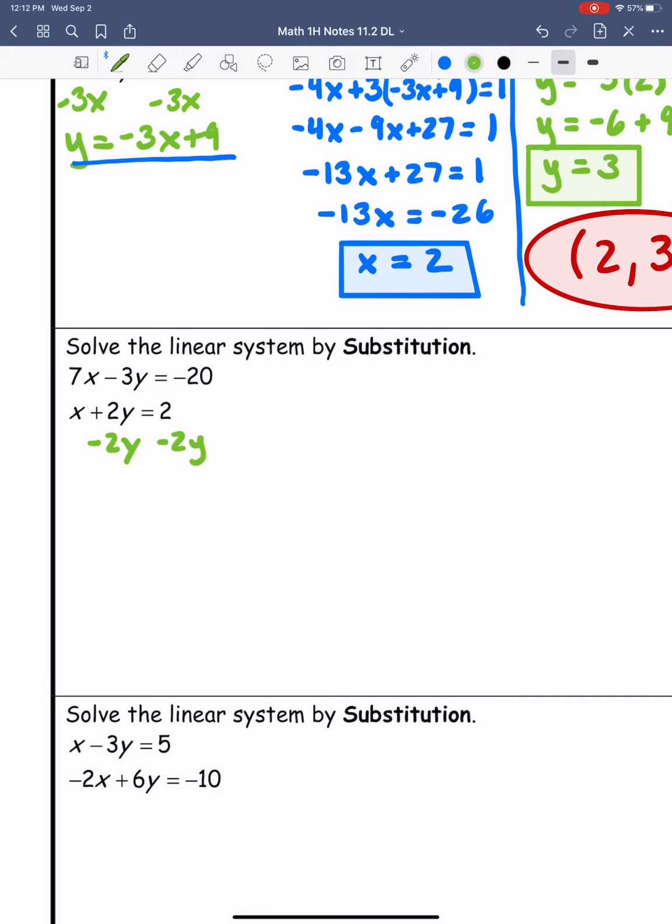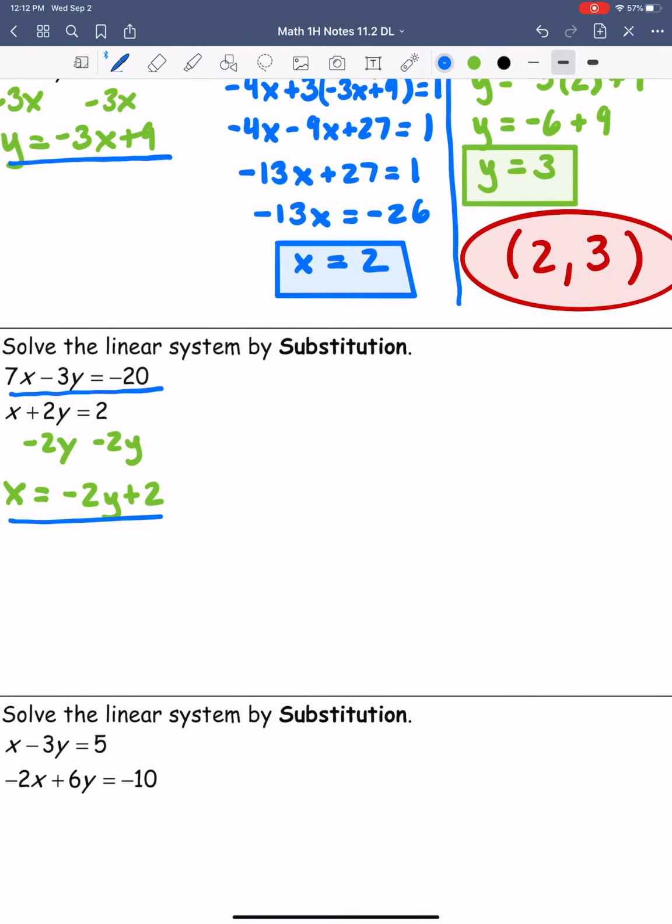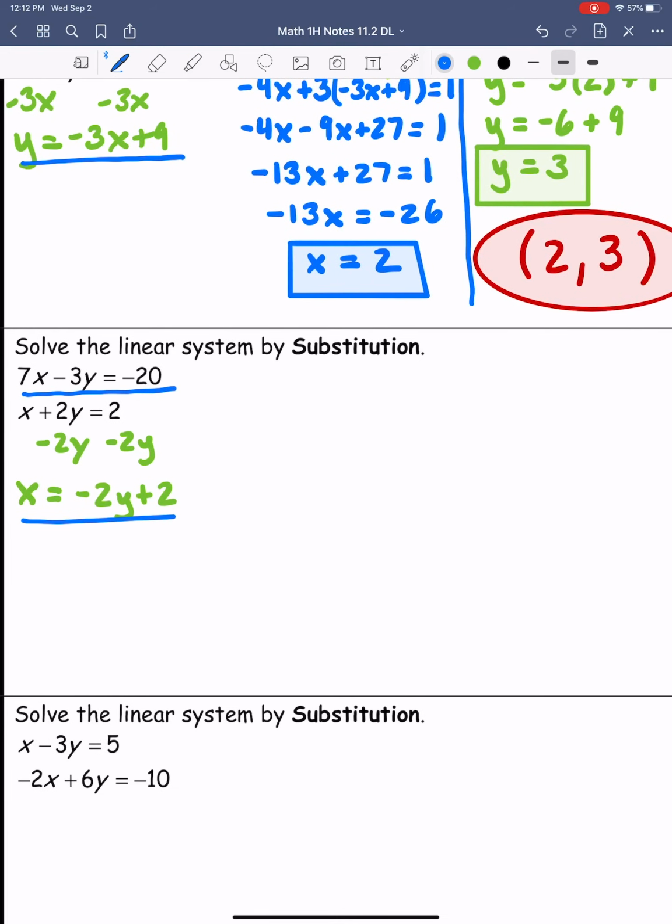And that's going to give me this equation here, x equals negative 2y plus 2. And so now I have these two equations. I have the top one, which I haven't touched, and I have this one, which I just rearranged so that one of the variables would be by itself. And now I'm going to slide over and set them up side by side here. Remember, this part's just for organization. You don't have to do it like this.